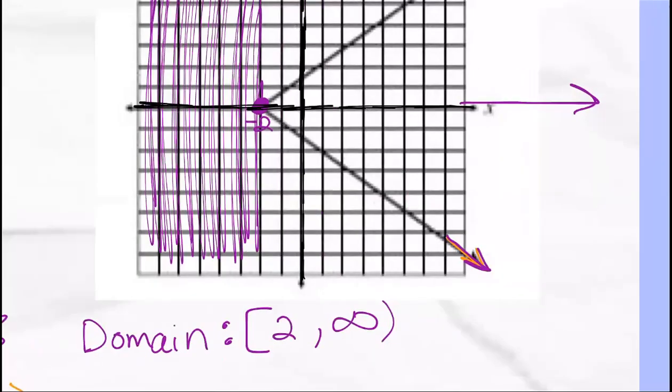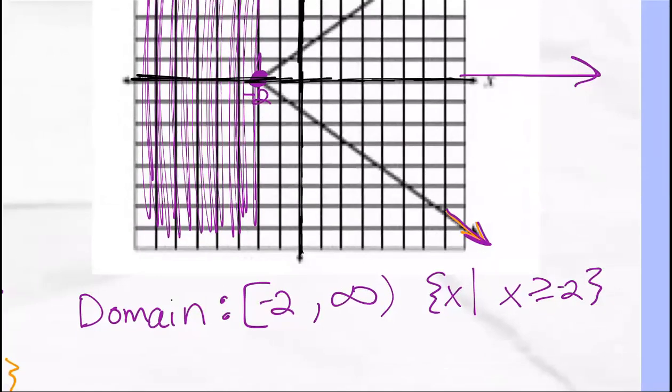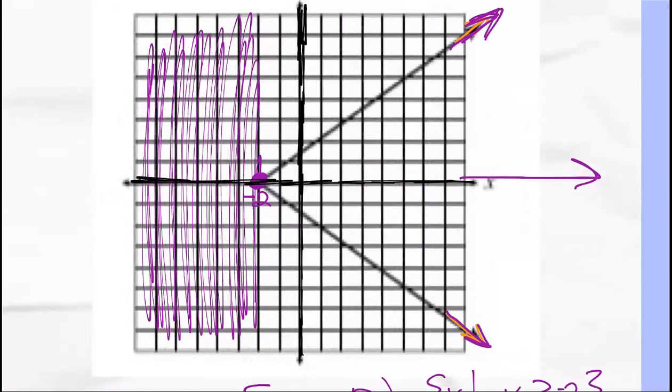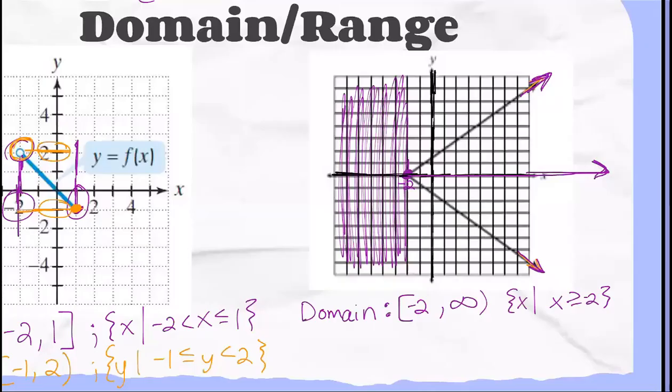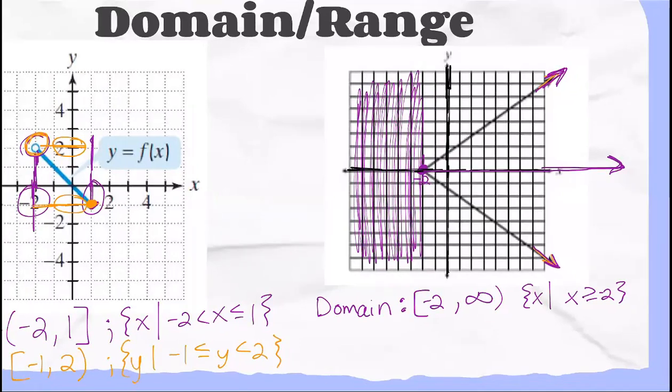If you did that in set notation, it would be X such that X is greater than or equal to -2. Oops, sorry, I need to change that. So it's starting at -2, and then it extends forever in my domain. There is no place that it's stopping. All right, let's flip our mind now. We have to look at range.